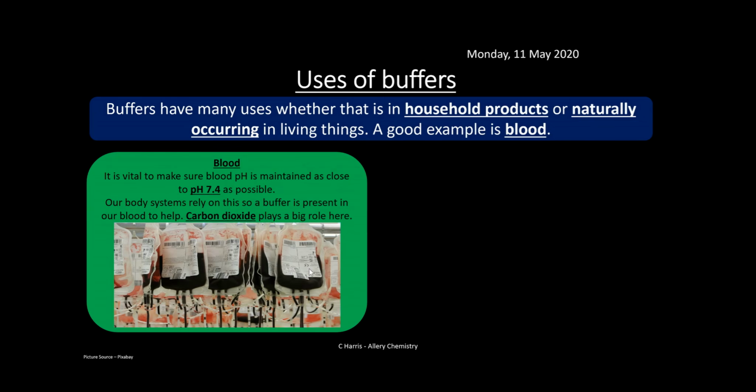So blood is vital, obviously. It carries all the nutrients and substances and gases that we need to keep us alive. It has a pH of 7.4. Now our system relies on a buffer system, where carbon dioxide plays a big role, to effectively maintain the pH of 7.4.